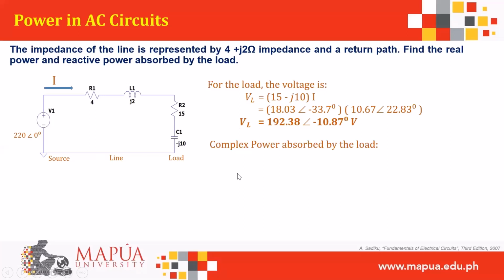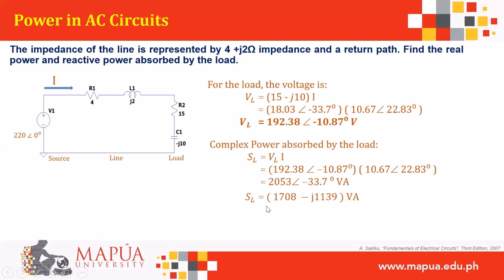For the complex power absorbed by the load, we have complex power equal to the load voltage multiplied by the current. So we have 192.38 angle negative 10.87 degrees multiplied by 10.67 angle 22.83 degrees. And that is 2053 angle negative 33.7 volt-ampere. But in our question here, we need to get the real power and reactive power. So we need to express this in rectangular form.